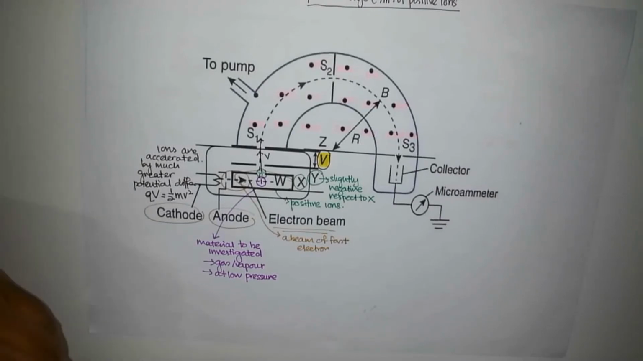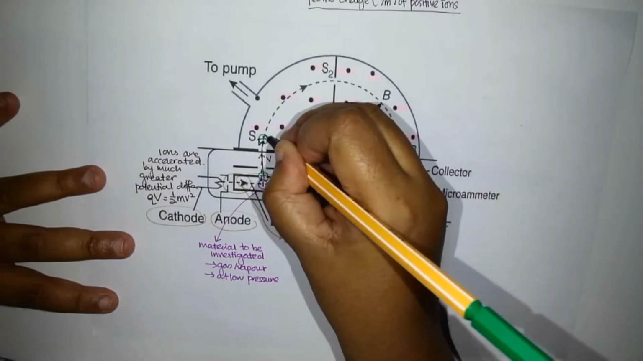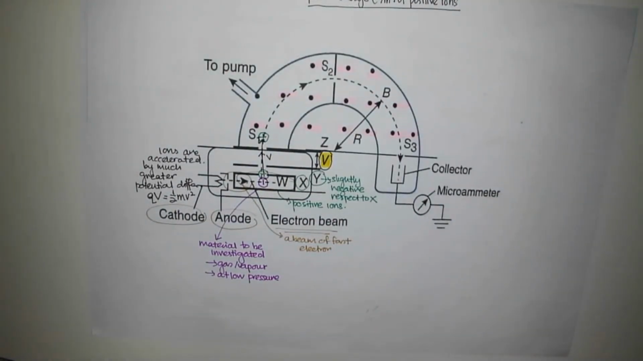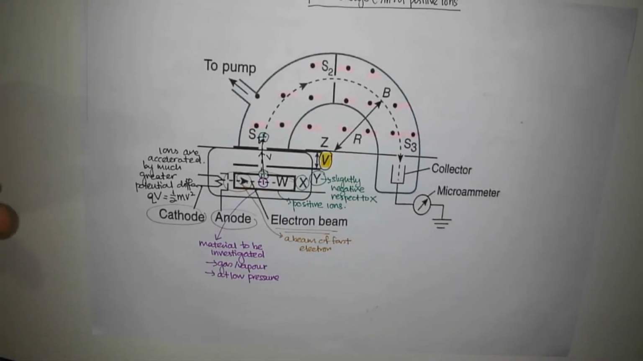Alright, we have a magnetic field. The positive ion that comes out enters into a region that has a magnetic field. So what will happen to the positive ion? The positive ion will be exerted by a magnetic force.